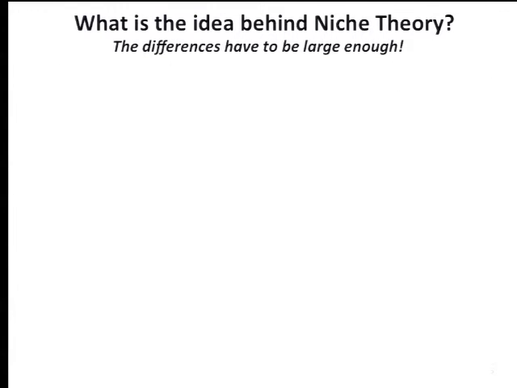Now, when you have two species, any differences will do. So just as long as the alphas are less than one, you can get stable coexistence. But things get more complicated when we add more species. And what we end up seeing when we add a third species is that the differences between species actually have to be large enough to get stable coexistence. They're essentially limits of similarity.